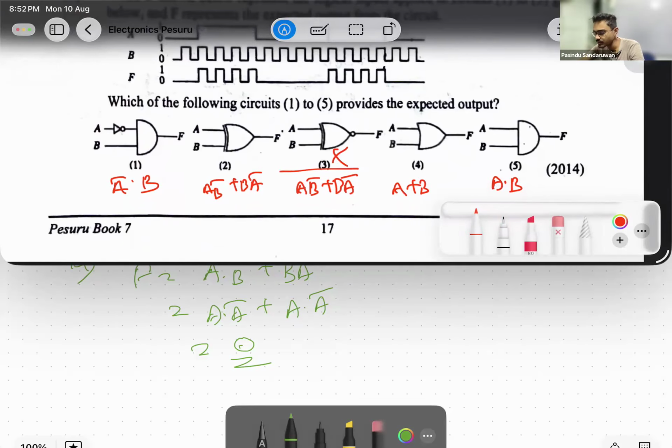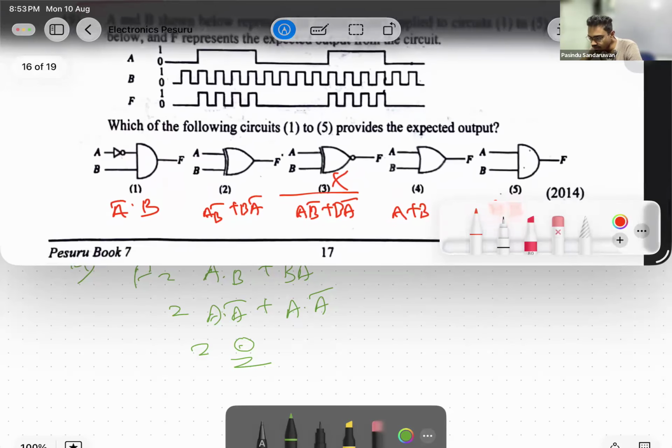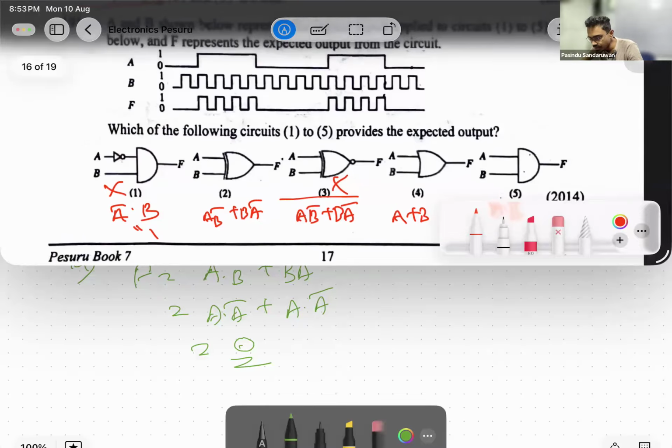Then 3 can be removed. 3 is wrong, since it gives 1 when 0 0 is applied. Right? Second one, A equals 0, B equals 1. If A equals 0, B equals 1, see, the first one becomes 1, no? Then in the output there is still 0. This cannot be a possible answer. And about the XOR gate also, if A0, B1 is applied, it becomes 1. So it cannot be a possible answer.